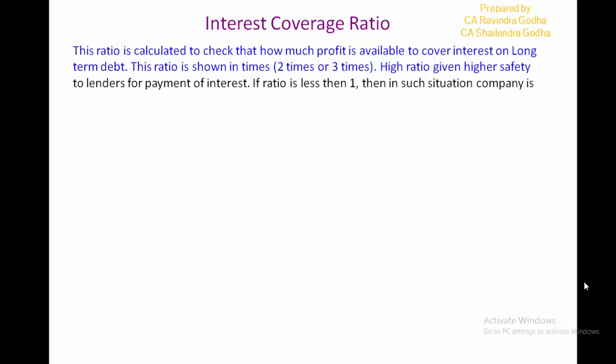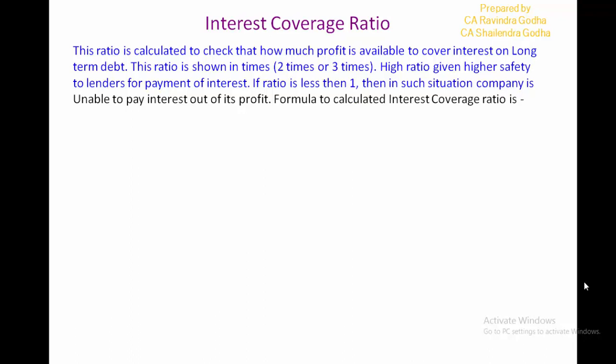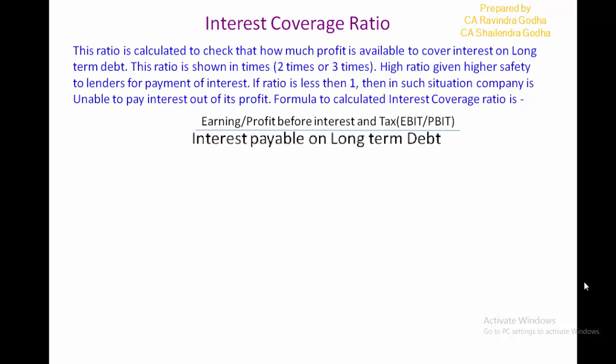If the ratio is less than 1, then in such a situation, the company is unable to pay interest out of its profit. The formula to calculate the interest coverage ratio is earning or profit before interest and tax, short form EBIT or PBIT, divided by interest payable on long-term debts. In this ratio, profit is divided by interest. It means profit available for payment of interest divided by interest.